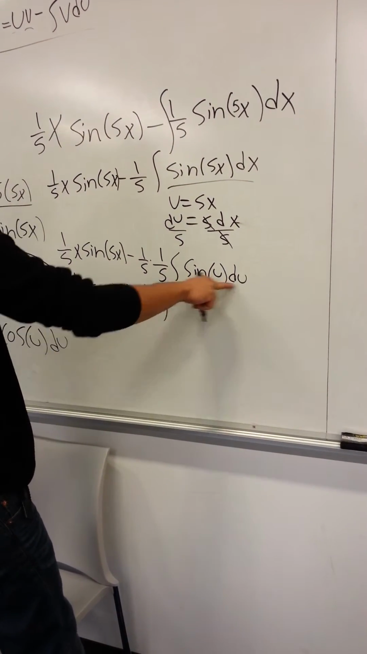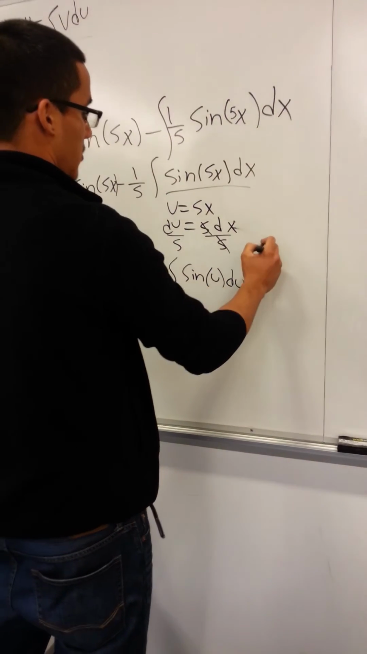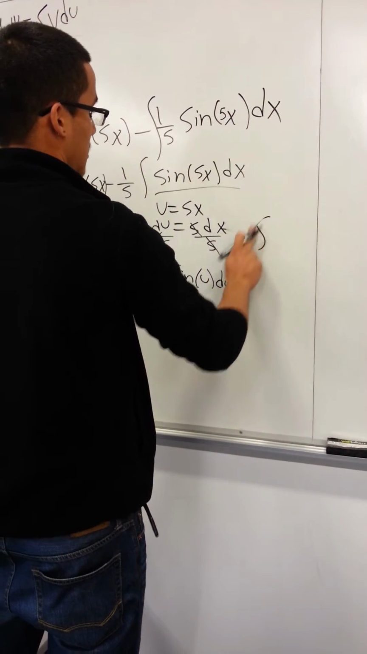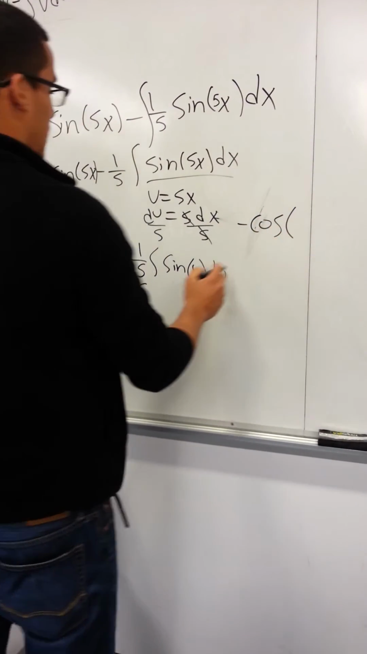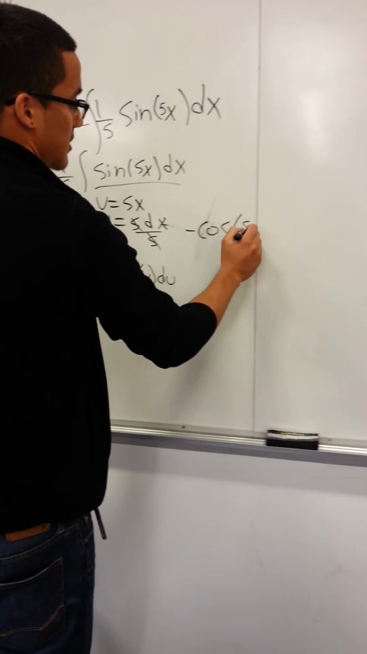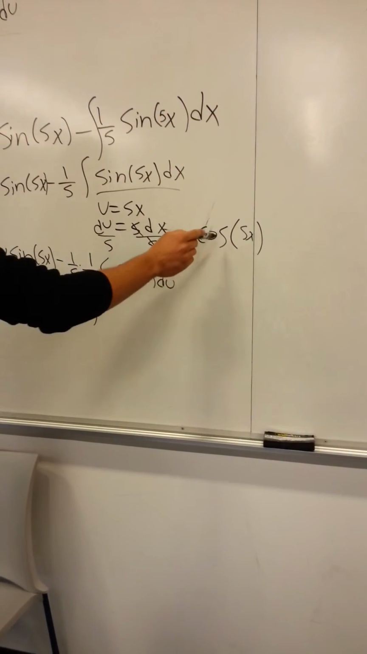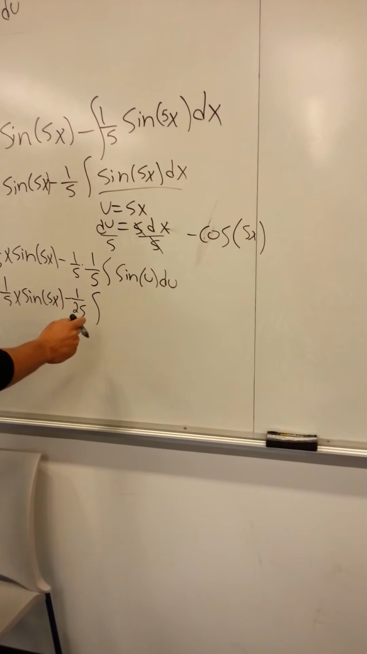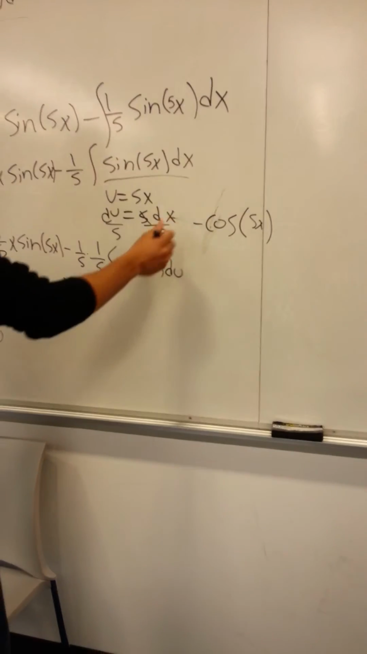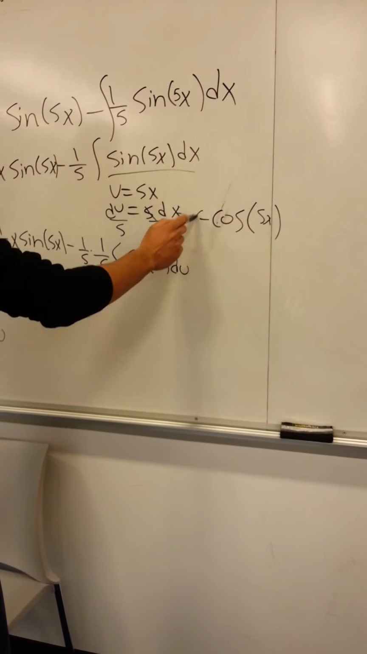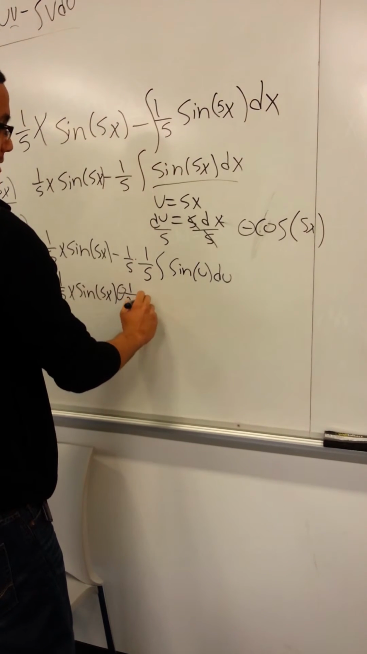And then if we take the integral over here, we're going to end up with negative cosine, and then we're going to change the u back to 5x. So now that we know what this is equal to, we're going to rewrite this. We're going to just add it right over here. This negative and this negative we're going to make a positive. I'll rewrite that in the next step.